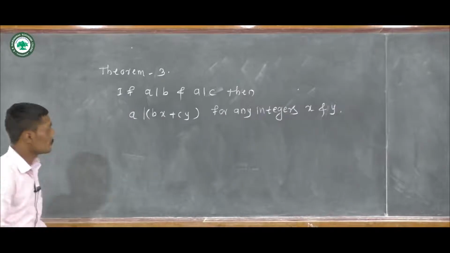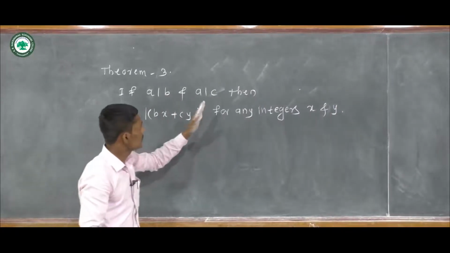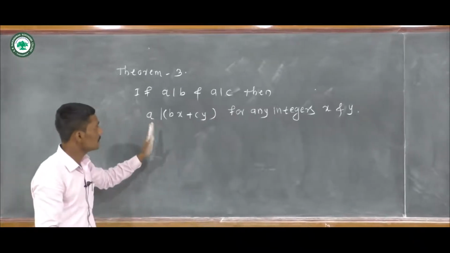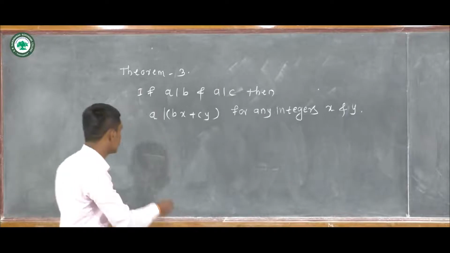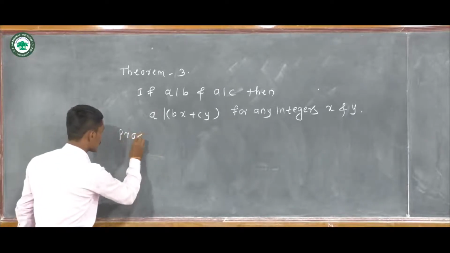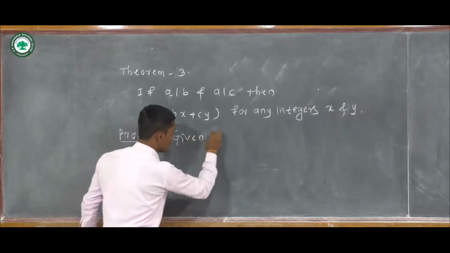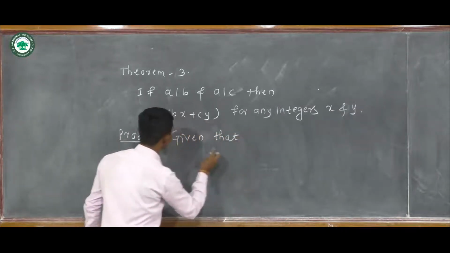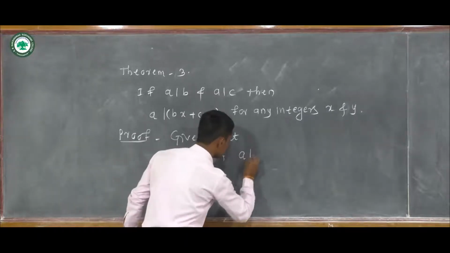Now here we prove theorem third. If a divides b and a divides c, then a divides bx plus cy for any integers x and y. Now see the proof. Given that a divides b and a divides c.